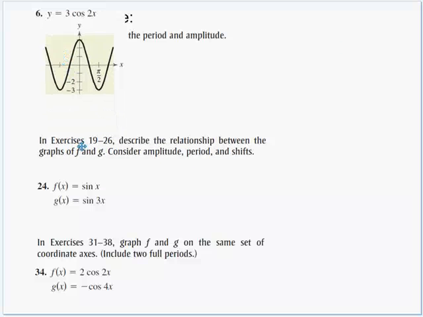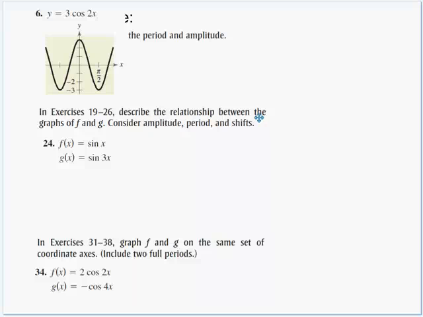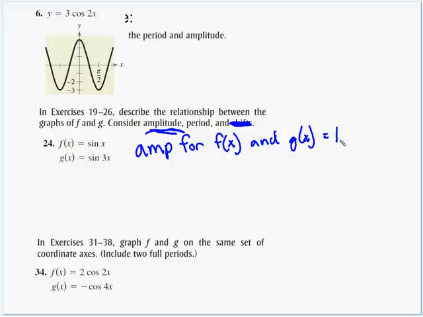For number 24, describe the relationship between the graphs of f and g. Consider amplitude, period, and shifts. And we haven't gotten to shifts yet. That'll be tomorrow. So let's see, amplitude. Are these graphs the same or different in amplitude? Well, remember, amplitude is the coefficient in front of the trig function. Here it's a 1 sine x, here it's a 1 sine of 3x. So the amplitude is the same. Amplitude for f of x and g of x is equal to 1. They have the same amplitude.